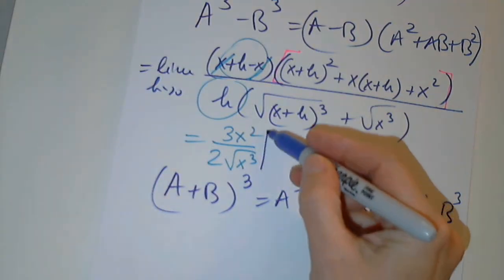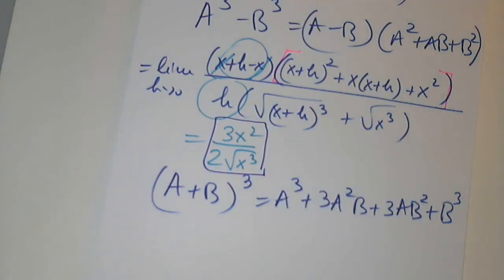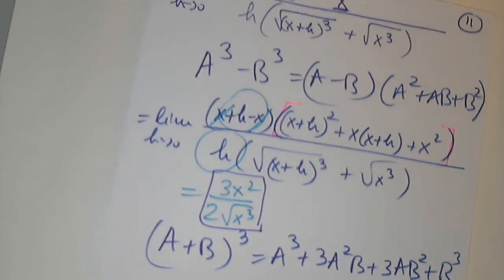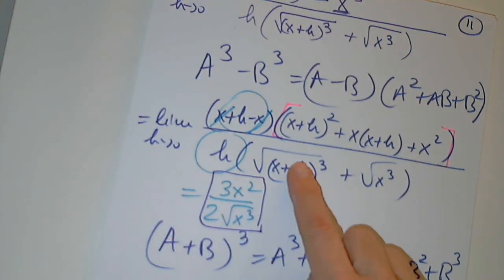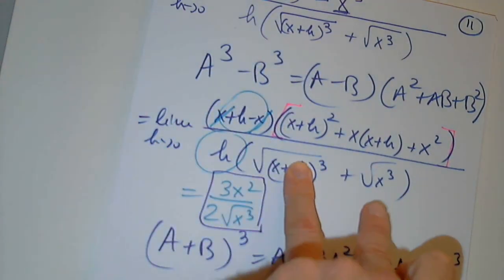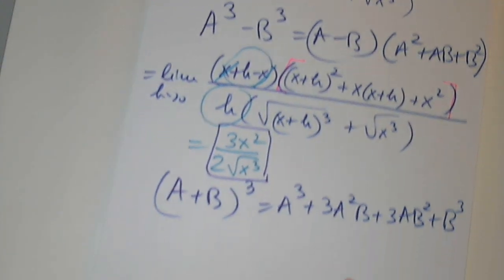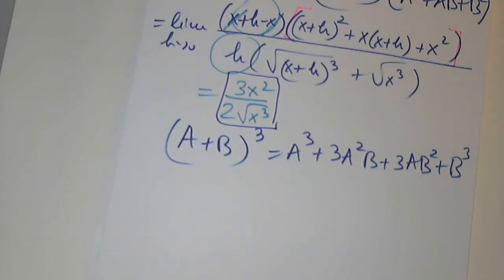Yes. Can you explain how you got the 2 square root x in the bottom, the denominator? When h approaches 0, I get the square root of x cubed plus the square root of x cubed. That's okay. Okay. You also said 29, was it? Yeah. Okay, 29.